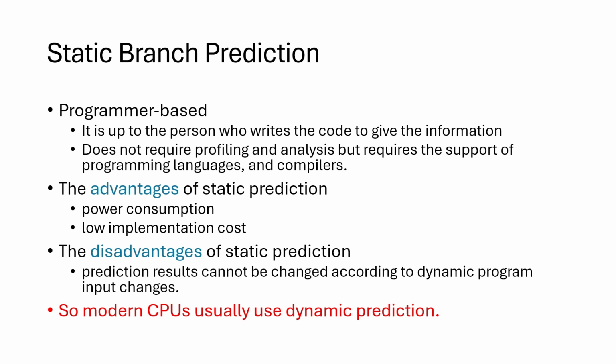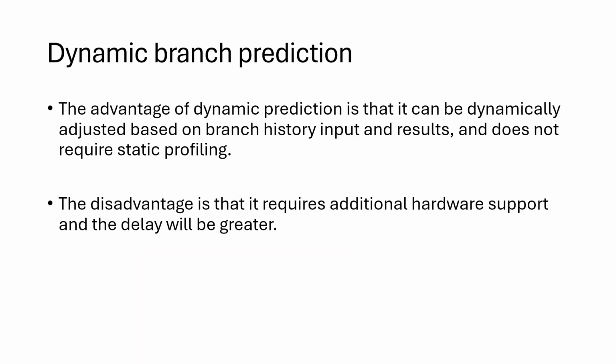So the advantages of static prediction are lower power consumption and low implementation cost. But the biggest disadvantage is that the prediction result cannot be changed during runtime. Because if the computer mispredicts the branch, it will cost a lot of performance to fix the mistake. So modern CPUs usually use dynamic prediction to achieve better accuracy. So let's start with dynamic branch prediction.